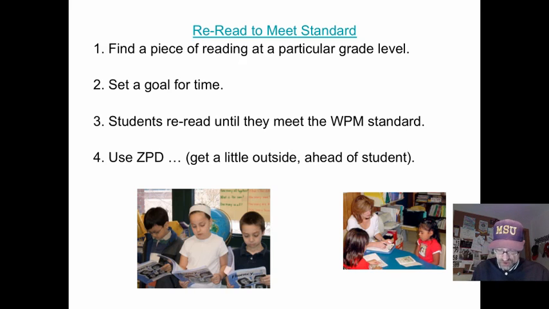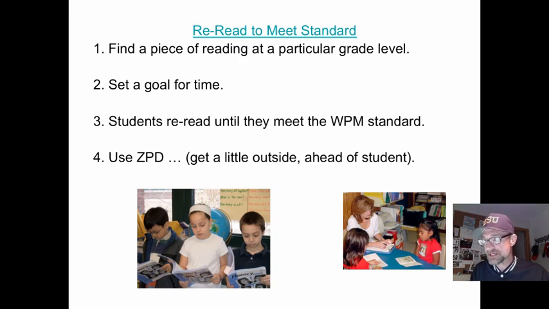Strategy 1 is called Reread to Meet Standard. Real simple idea, adopt and adapt. Step 1, find a piece of reading at a particular grade level. You find the approximate grade level at which a child is reading. And Chapter 5 of my book tells you how to do that.